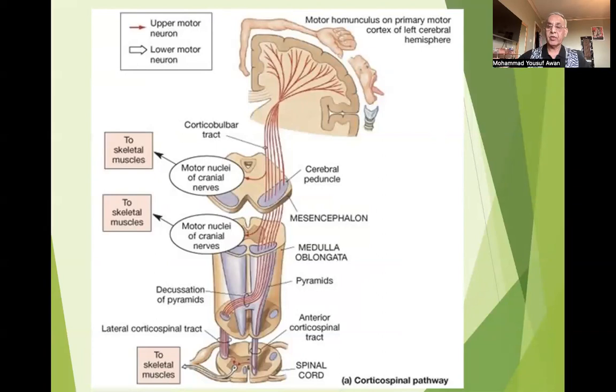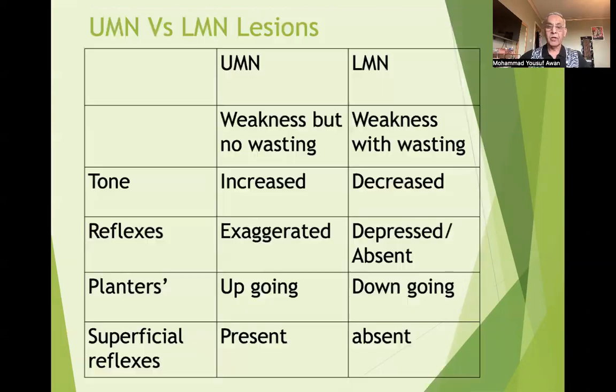So how can we differentiate? The first thing: this is the upper motor neuron lesion and this is the lower motor neuron lesion. Just focus on this table. Upper motor neuron lesion will cause weakness but no wasting, while lower motor neuron lesion will cause weakness with wasting of that particular part of the limb. So weakness but no wasting is upper motor neuron.